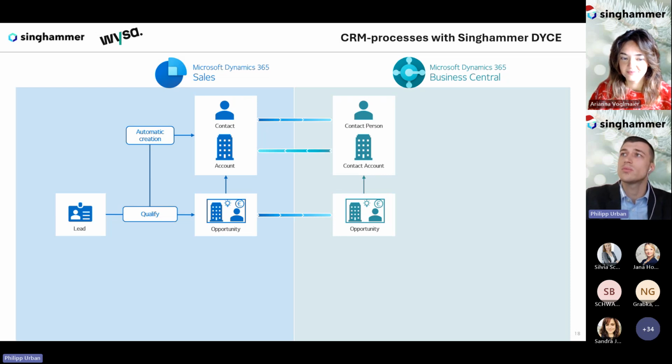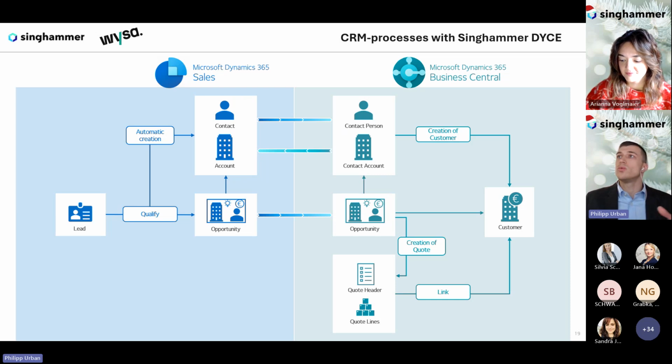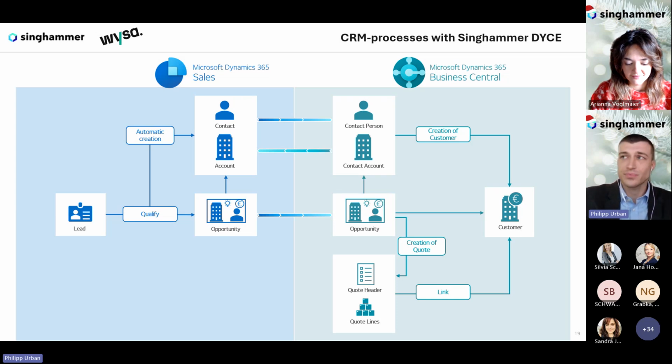And now we have our contact person, our contact account, and our opportunity in Business Central, where we can now create a quote. We also create a customer, which is not necessary, but we will see it in the process. It's just 2 clicks, and then we have already created our customer. And with some more clicks, we have our quote with the quote header and the quote lines, which are linked to the customer. The customer is linked to the contact accounts, and the quote is linked to our opportunity.